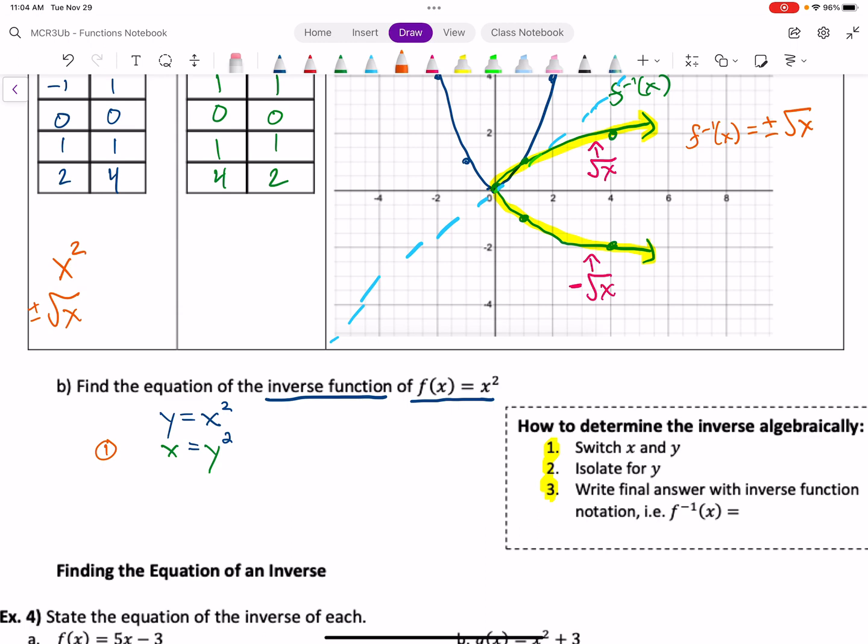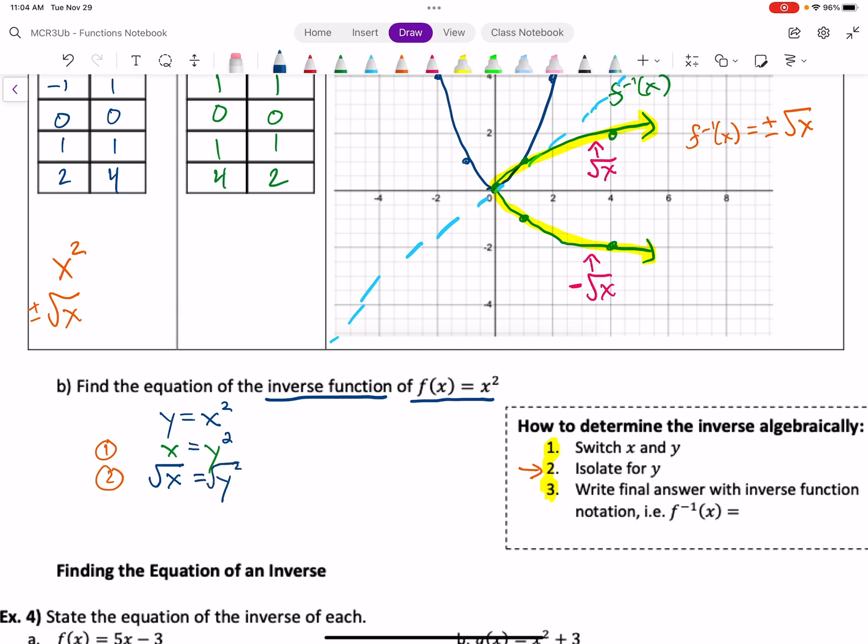So the second step is to isolate for y. So to isolate for y, I have to get y by itself. So right now it's y squared, so that means I need to take the square root. So if I do that, I get this.